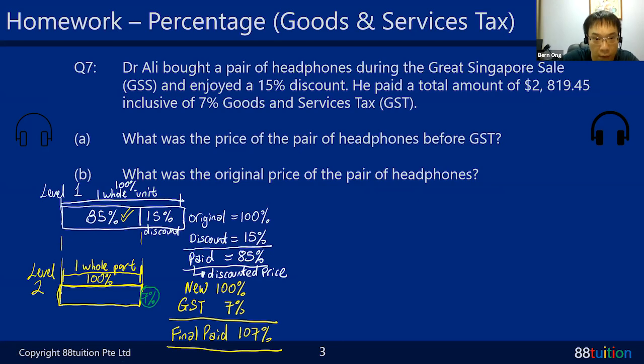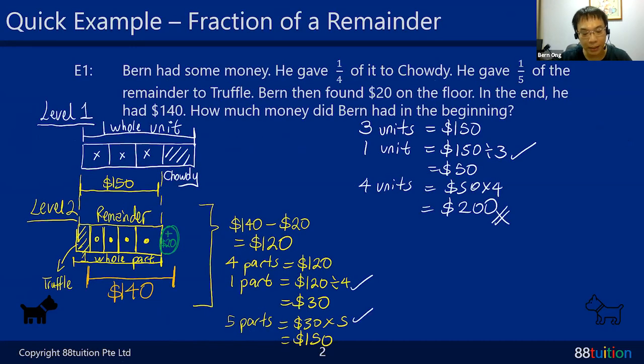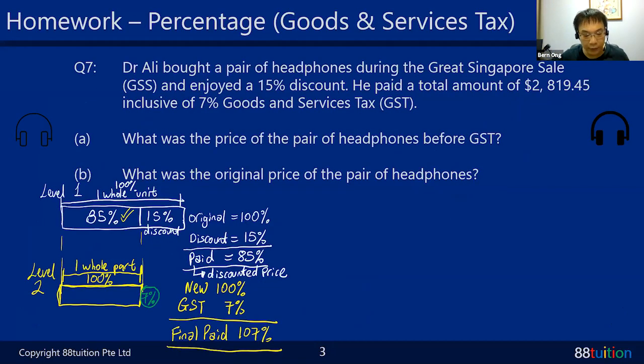So going back to this question, we are talking about the remainder portion. We are working with it. We have to treat the remainder portion as one whole part. So we have to stop looking at the units portion and focus on the remainder portion. Once you focus on the remainder portion, that is considered like a 100% already. It's two different levels, so you're supposed to work them differently. Down here, one whole part is the whole. The word whole means 100%.